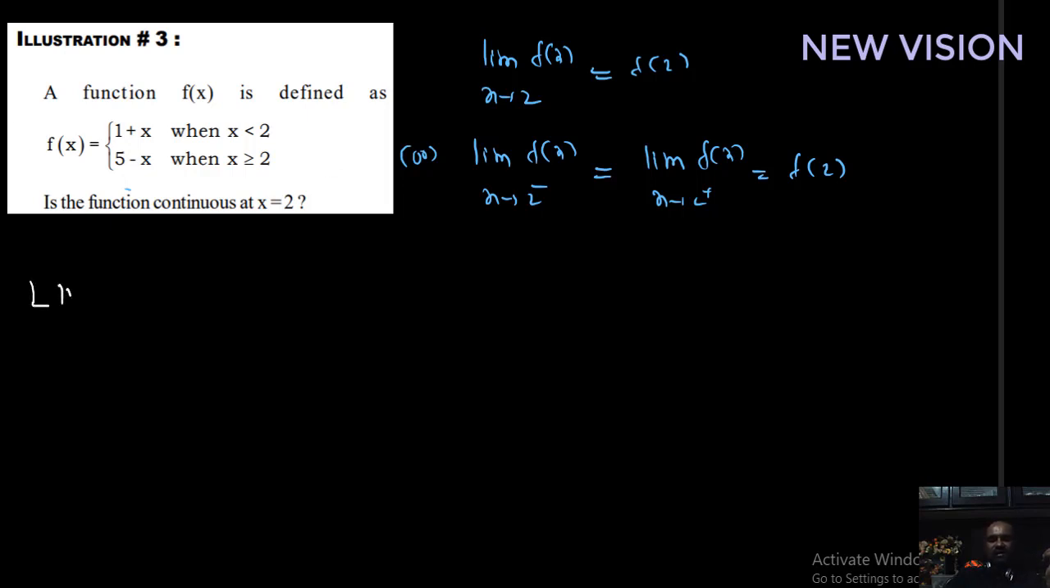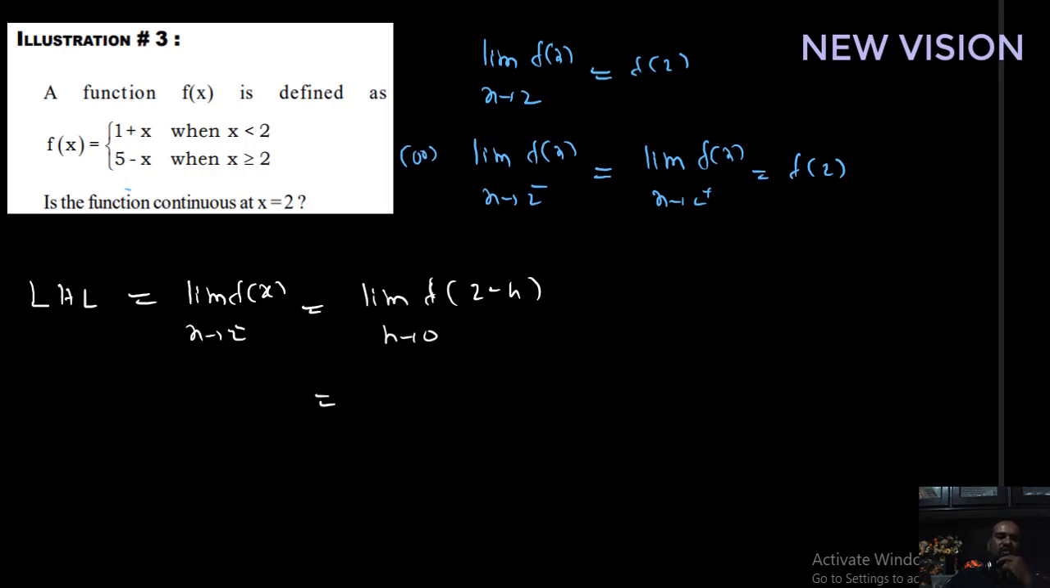I will write here, students, LHL equals the limiting value of f of x where x tends to 2 minus, which is the same as the limiting value of f of 2 minus h, with h tending to 0. Now in the functional rule, instead of x I want 2 minus h, but which functional rule should I use? That is the important thing. Two rules are given, one is 1 plus x, another is 5 minus x. The 1 plus x rule is for the values of x less than 2, and the 5 minus x rule is for the values of x greater than or equal to 2.